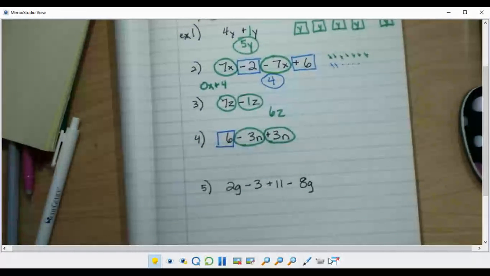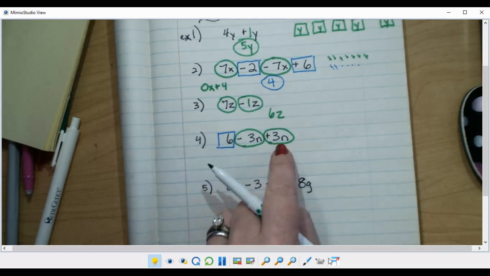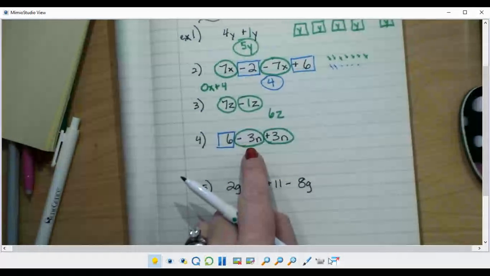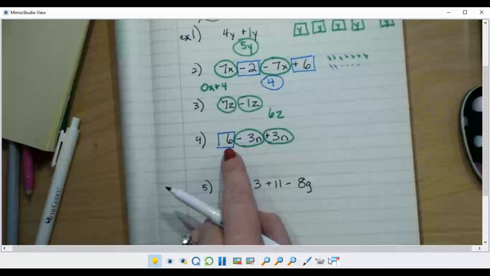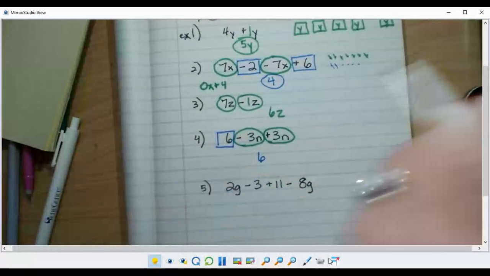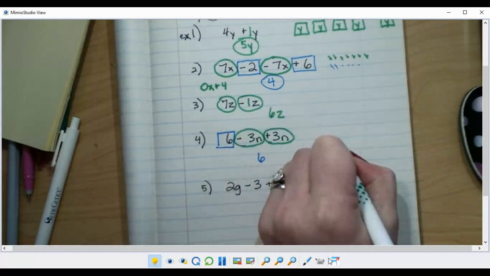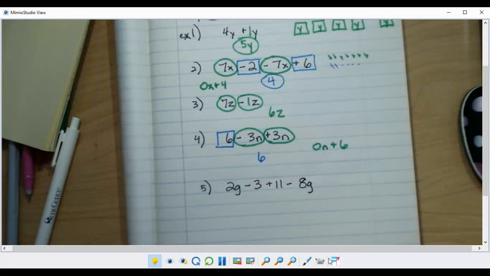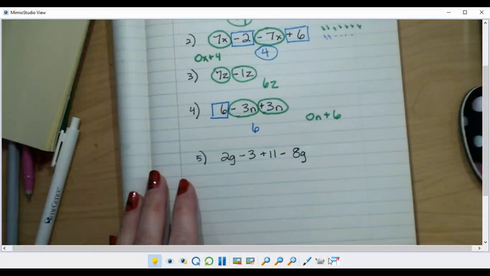Now, notice for all these, I'm not saying we're adding or we're subtracting, we're combining. If you take that sign in front of it, I promise it's easier than trying to figure out if you're adding or subtracting or, oh my goodness, what are we doing? We're just combining piles. Here I have 3 things called n, and I'm going to take 3 of them away. So what's 3 minus 3? 0, so I have 0 n's. And then I have this positive 6. So my answer is just 6. Now, if you really wanted to say 0n plus 6, I guess you could, but keep it simple.